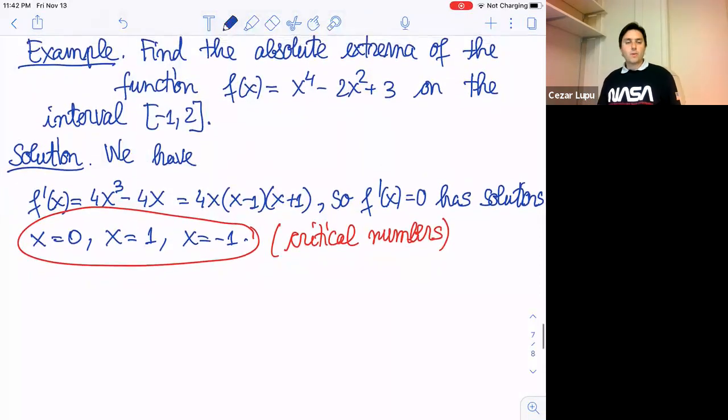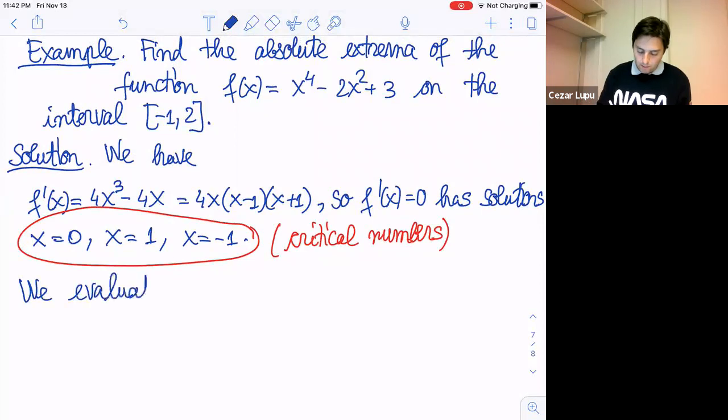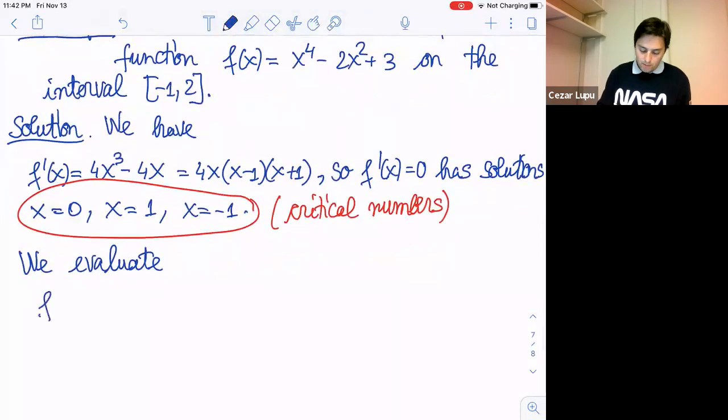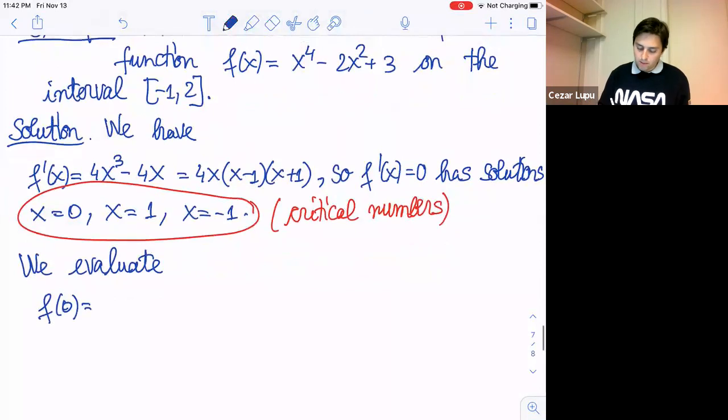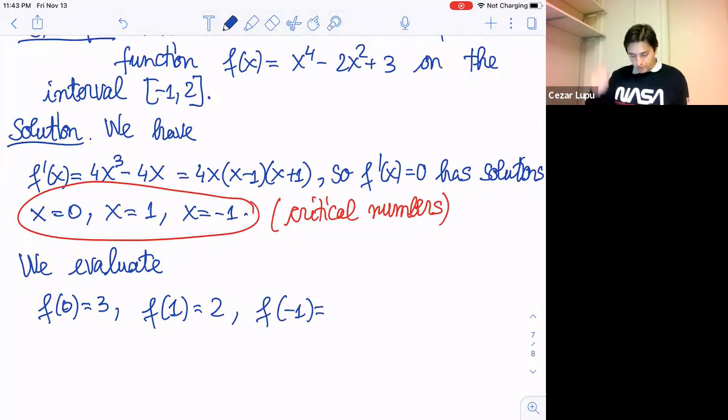And now let's evaluate. f of 0 is 3, f of 1 is 2, f of -1 is 2 again, and f of 2, because it's on the interval -1, 2, is 11.